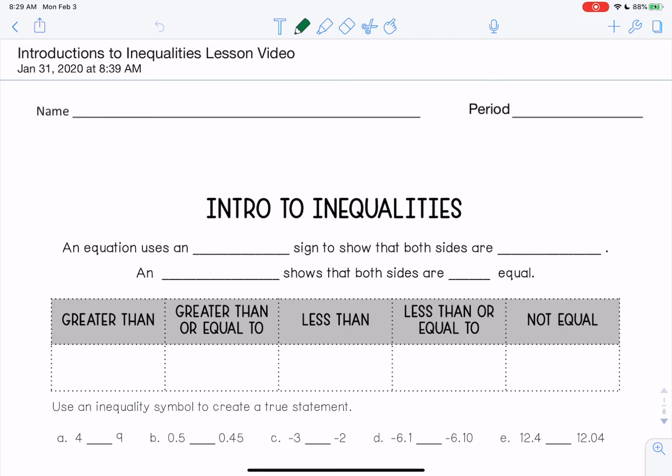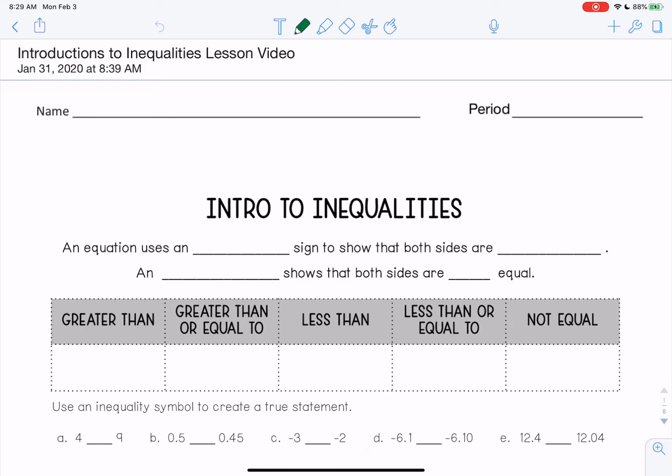All right, so inequalities. We've been working on equations where you have an equal sign and you're solving for the variable, right? You're solving for like x or y. Inequalities are a little different. Inequalities, you're not just solving for one number. Inequalities are used when there's more than one number, when there's a range of numbers.